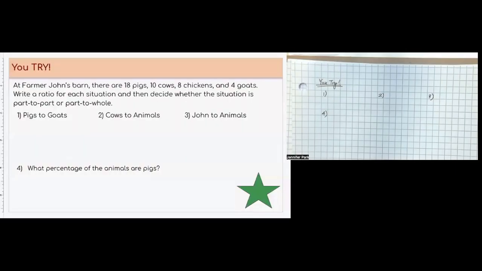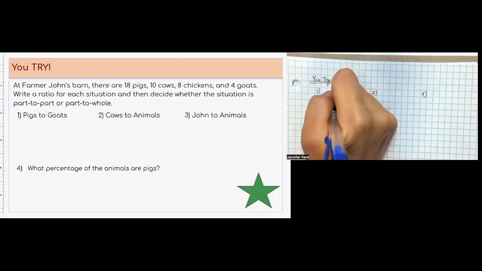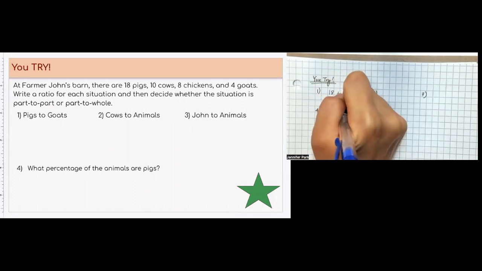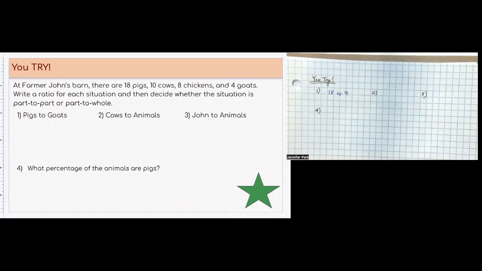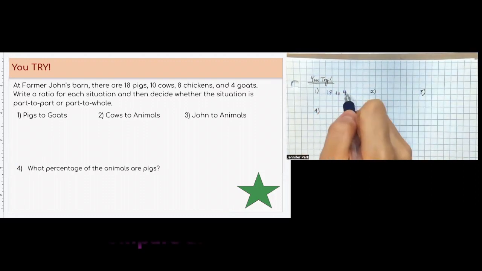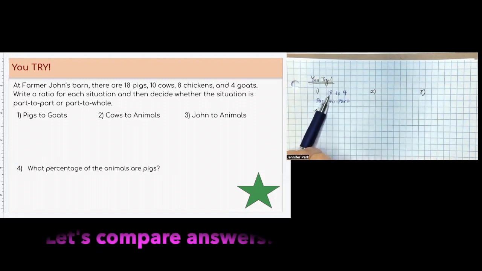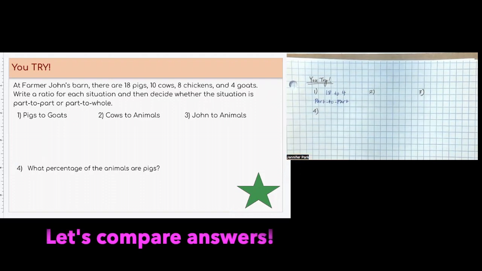All right, so let's see what you got. Number 1, pigs to goats. There are 18 pigs and 4 goats, so I wrote 18 to 4. That is a part to part ratio because the pigs are part of the animals in the barn and the goats are part of the animals in the barn. Now, number 2 makes a little bit more sense.